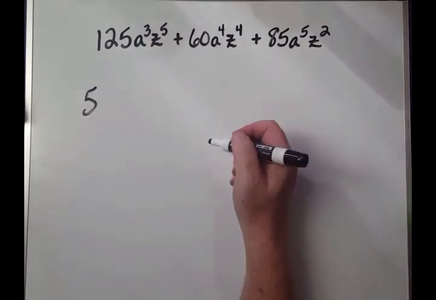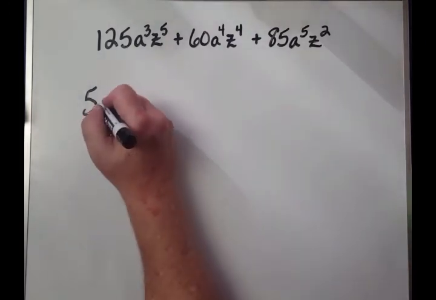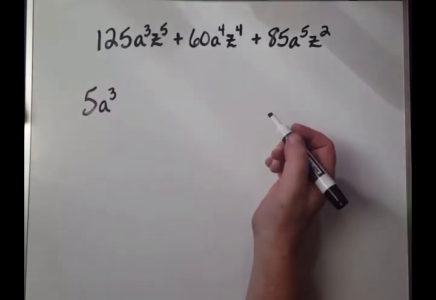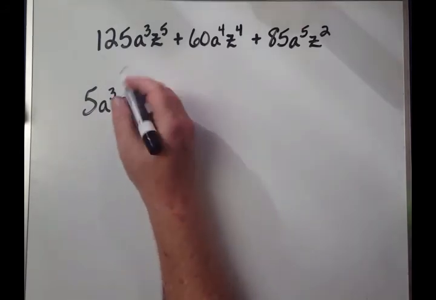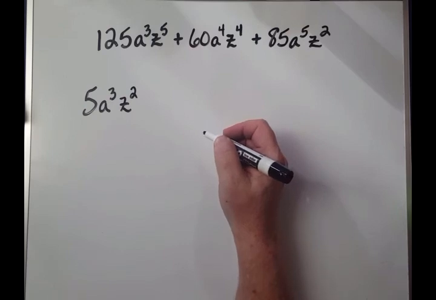Now my variables. We take our variables at the smallest power. Are there A's in all 3 terms? Yes. And at the smallest, A is raised to the 3rd. All 3 terms contain at least 3 factors of A. And Z appears in all 3 terms. All 3 terms have at least 2 factors of Z, 2 being the smallest power on Z.